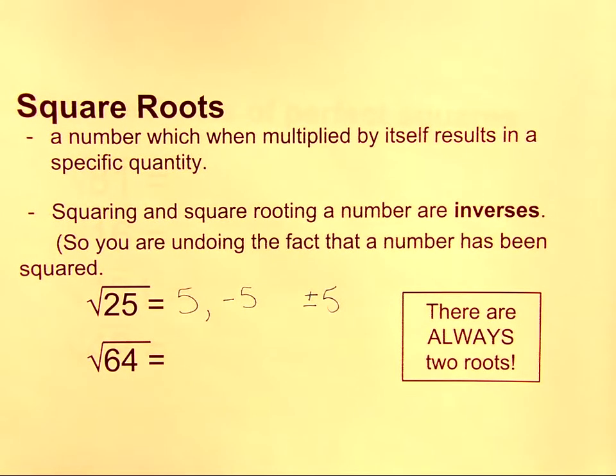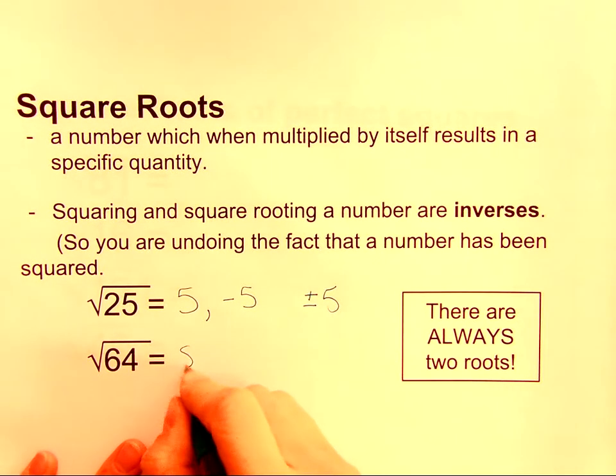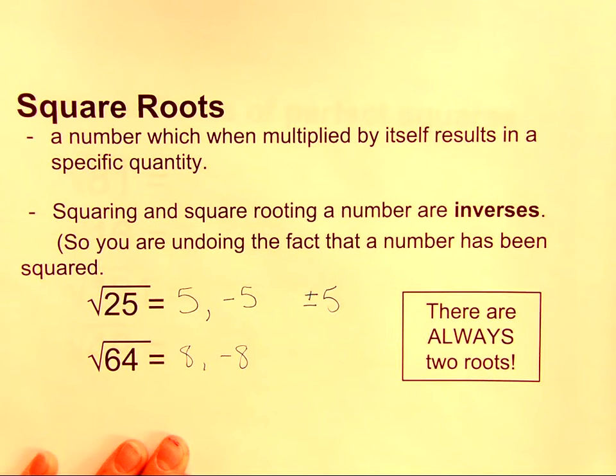So when we take the square root of 64, we know both 8 and negative 8 squared will give us 64. Okay, so we have a positive and a negative root.